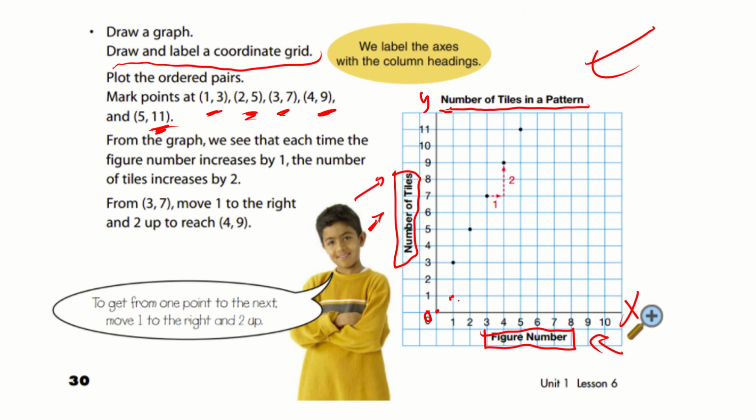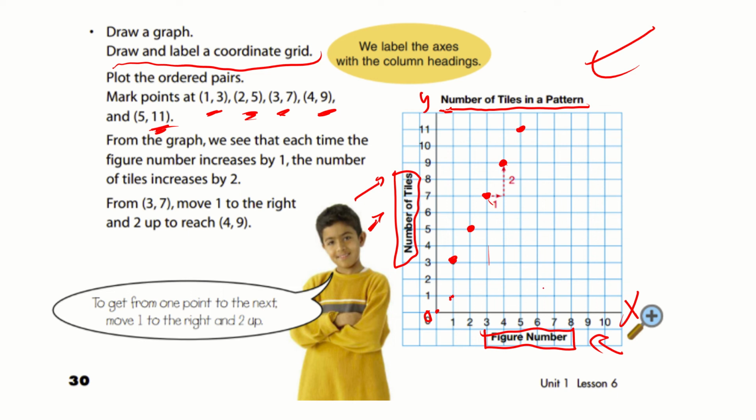Now I plotted my points. So I looked at 1 and 3. I went to 1 on the x-axis and 3, and I plotted my point on there. Then I went to 2, and I counted all the way up to 5 on the y-axis and plotted it right there. Then I went to 3, and I found my 7 and went like that. Then I went to 4 and 9. Finally, I went to 5 and 11.